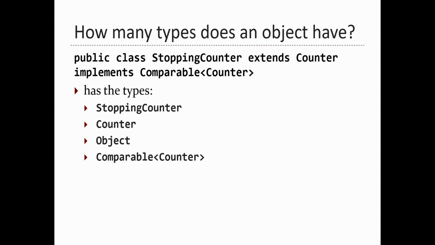StoppingCounter extends Counter and implements Comparable<Counter>. So it actually has four types. It has its own type, so it's a StoppingCounter. It has the type of its superclass, so it's also a Counter. It has the type of all of its ancestor classes, so it's also an Object. And it has the type of all of its interfaces, so it's also a Comparable<Counter>.